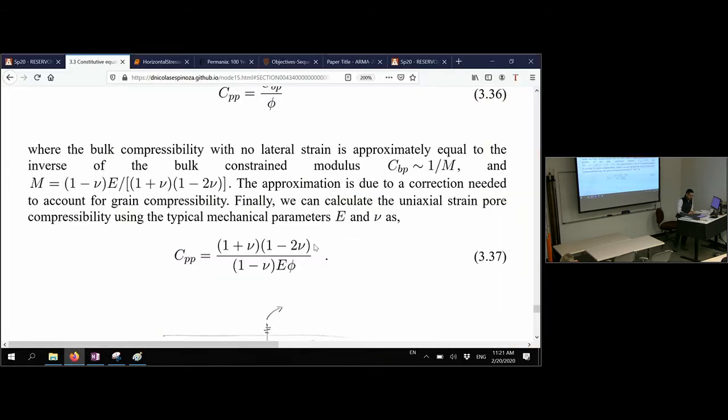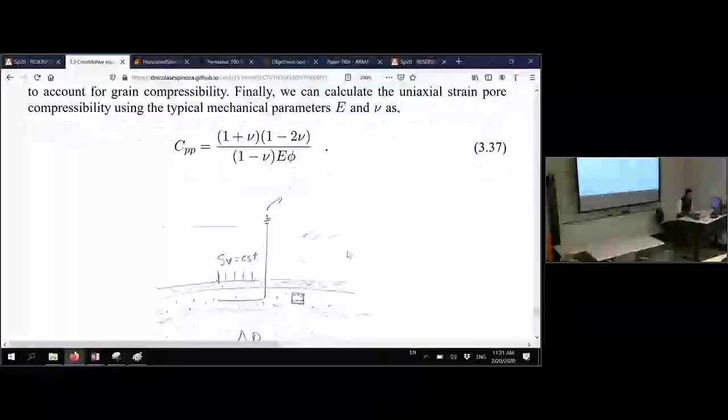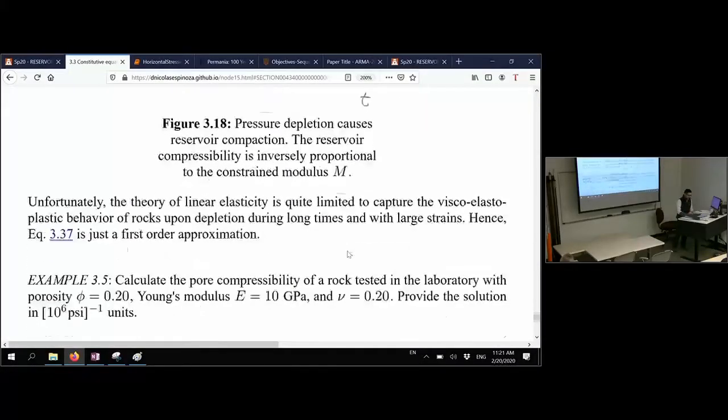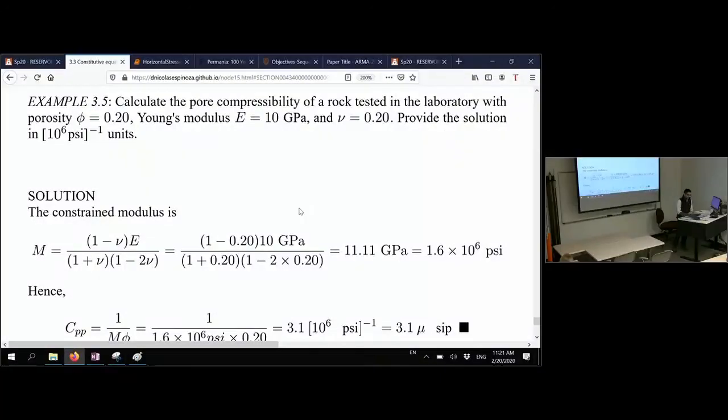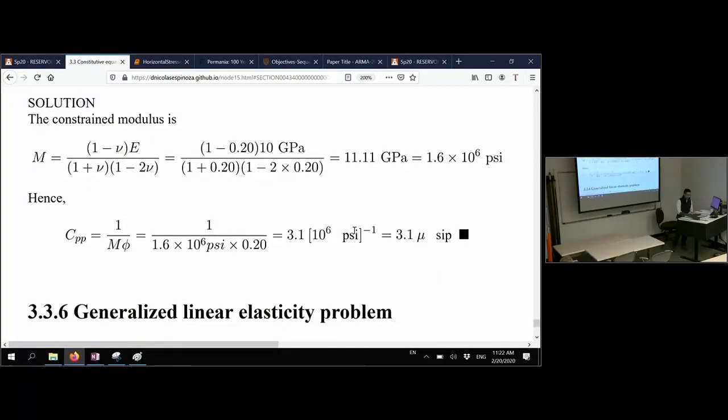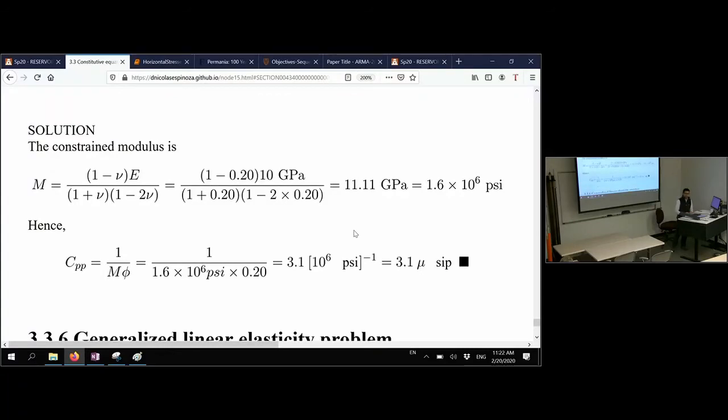Okay, so I propose that we skip this problem right now, and we talk about that when we get to the homework. You have to do one which is very similar to this one, and it is quite straightforward. It's just two lines. All right. Do you have any questions?